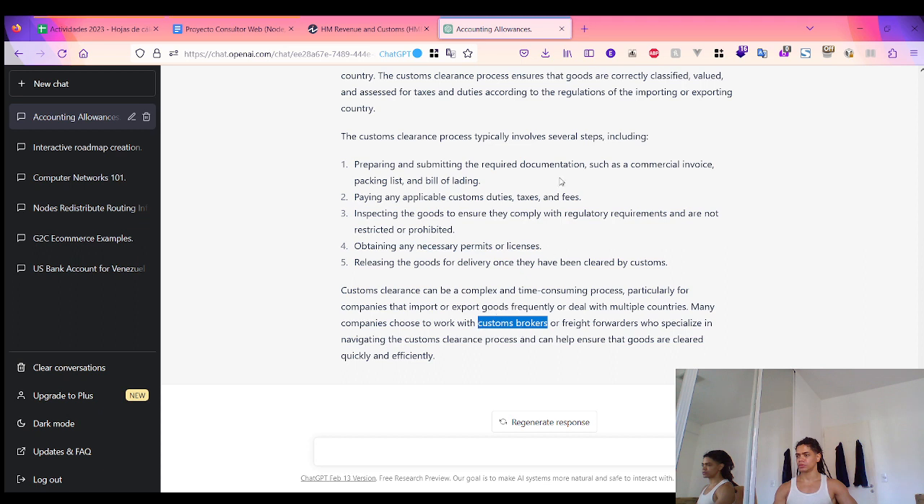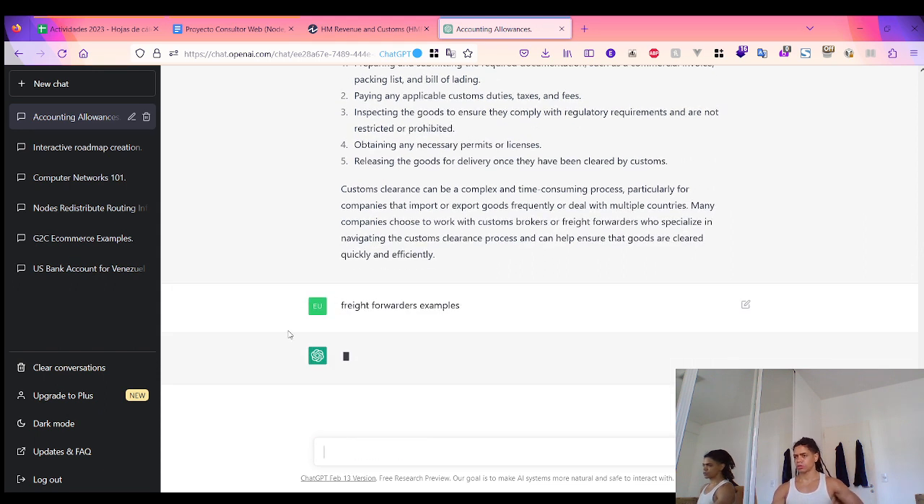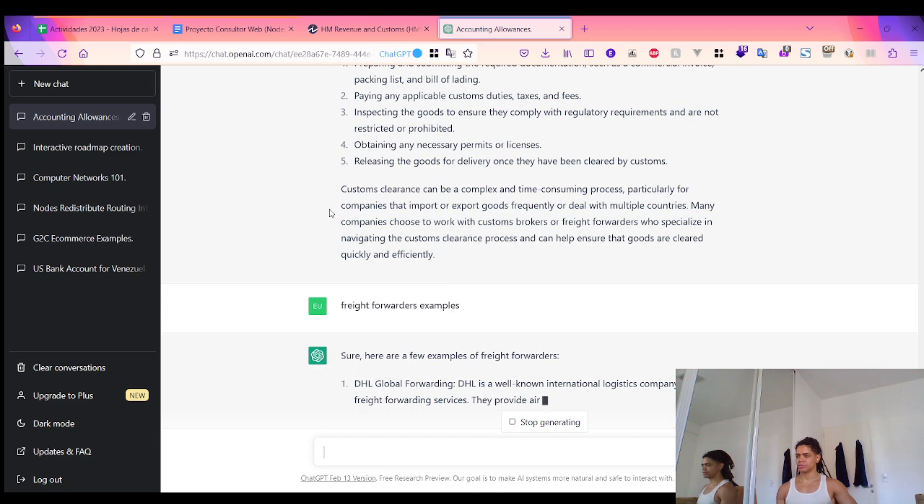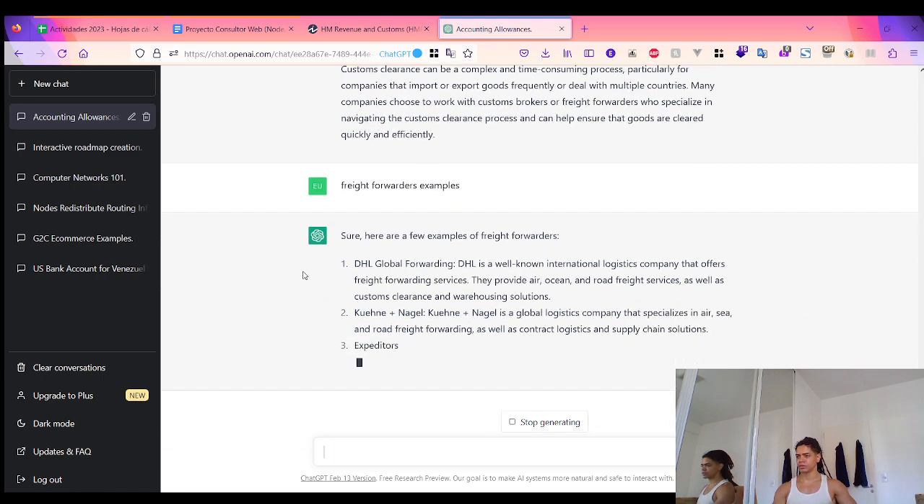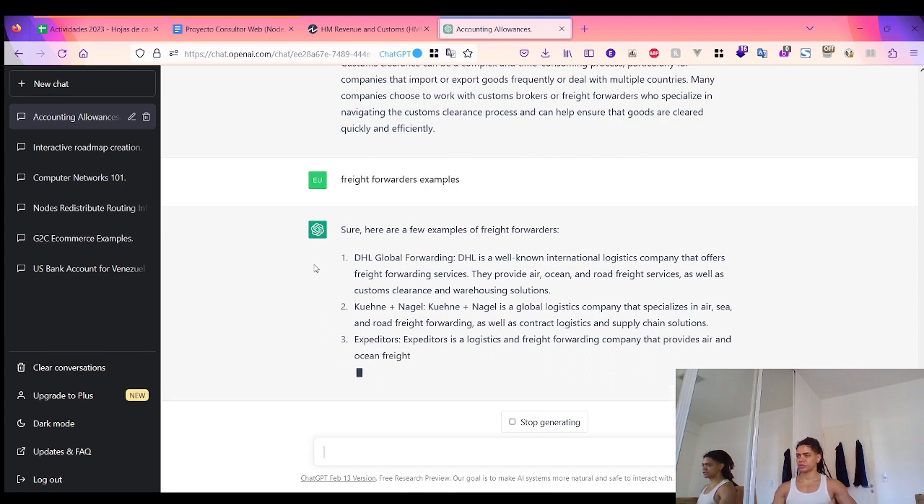Customs brokers or freight forwarders. What does it mean? Freight forwarders. Freight forwarder examples: DHL Global Forwarding. Kuehne + Nagel is a global logistics company that specializes in air, sea, and road freight and forwarding, as well as contract logistics and supply chain solutions. Expeditors. UPS Supply Chain Solutions.